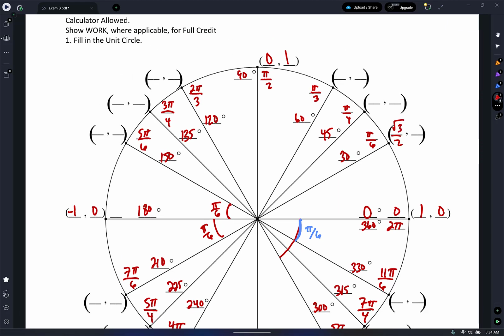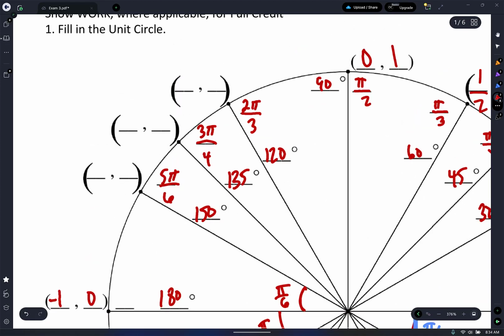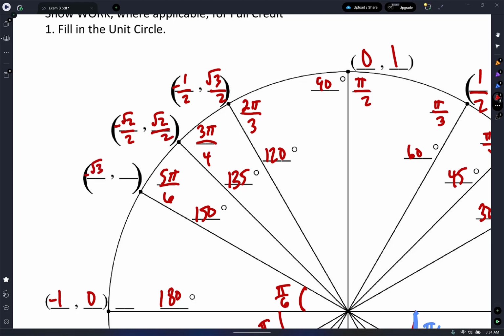Square root of 3 over 2, 1/2. Square root of 2 over 2, square root of 2 over 2, and then 1/2, square root of 3 over 2. And you just make the x negative and keep the y positive. So negative 1/2, square root of 3 over 2, negative square root of 2 over 2, square root of 2 over 2, and negative square root of 3 over 2, 1/2.